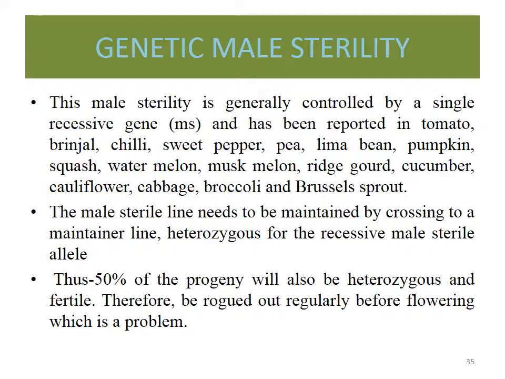Therefore, those should be rogued out regularly before flowering, which is again a problem in hybrid seed production. Hand emasculation and pollination are labor intensive, but with genetic male sterility it's a waste of energy, where we have to remove 50% of the plants.